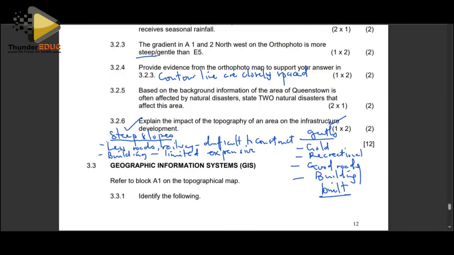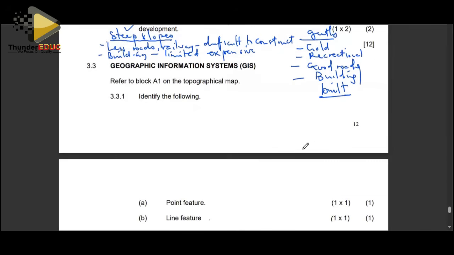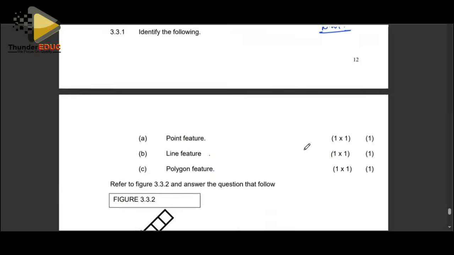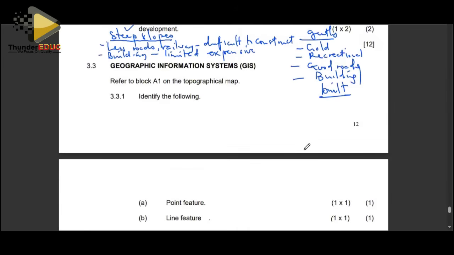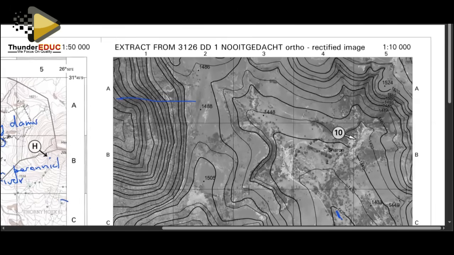Right, we move on to question 3.3, which is our question on GIS. Right, it says identify the following. We are looking at block A1 on the topographic map. We want to identify one, a point feature, a line feature, and a polygon feature. Right, we go to block A1 on our topographic map and try to figure out those factors.